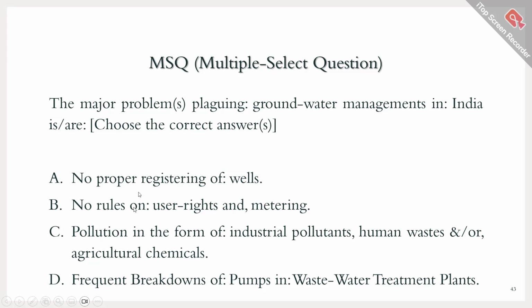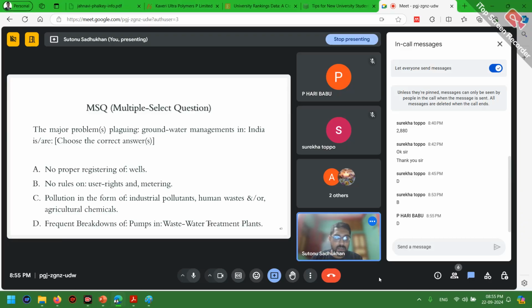Which of the following problems? No proper registry of the well, no user right and metering, pollution from agricultural waste, industrial pollutants or human waste, and another is breakdown of pumps in the wastewater. Horibabu has answered option D. You have to choose the correct answers. It is the multiple select question.